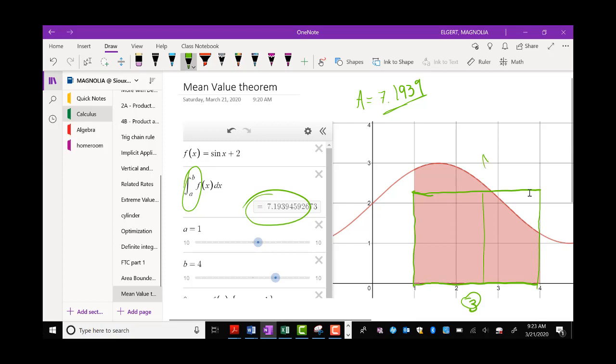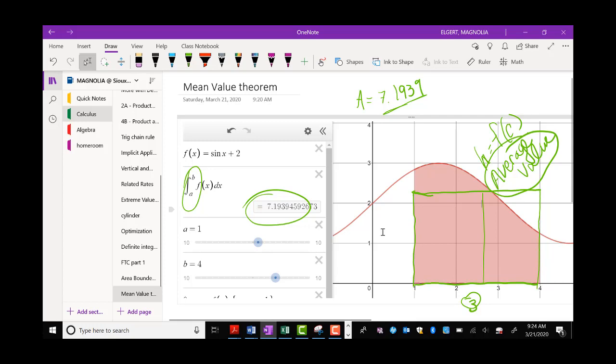That height, that h, we actually call f of c. That height is what we call the average value. So that's where the mean value and the average value come in place. So when I ask for the average value of something, you're actually looking for the height of the rectangle that has the same area as the area under the curve.